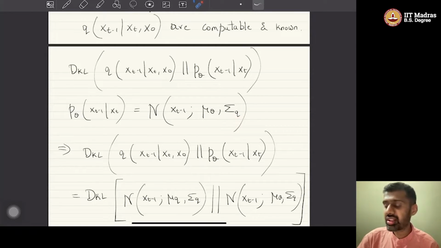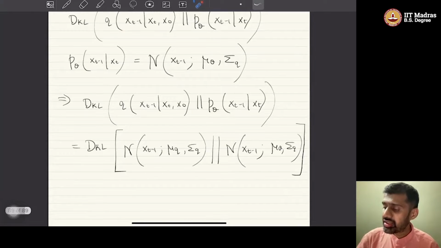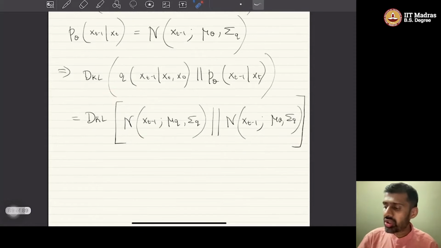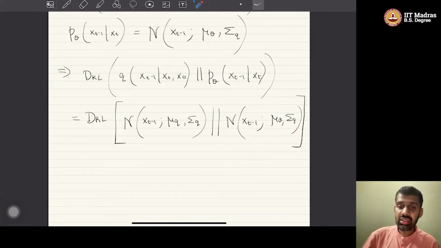It has been observed that only by estimating the mean for every transition you get considerably good results, and the variance can be kept as a constant. So it is kept constant and taken to be the same as that of q of x_{t-1} given x_t and x_0. Then the consistency term is the KL divergence between two Gaussian distributions: one with mean mu_q and variance sigma_q, the other with mean mu_theta and variance sigma_q.